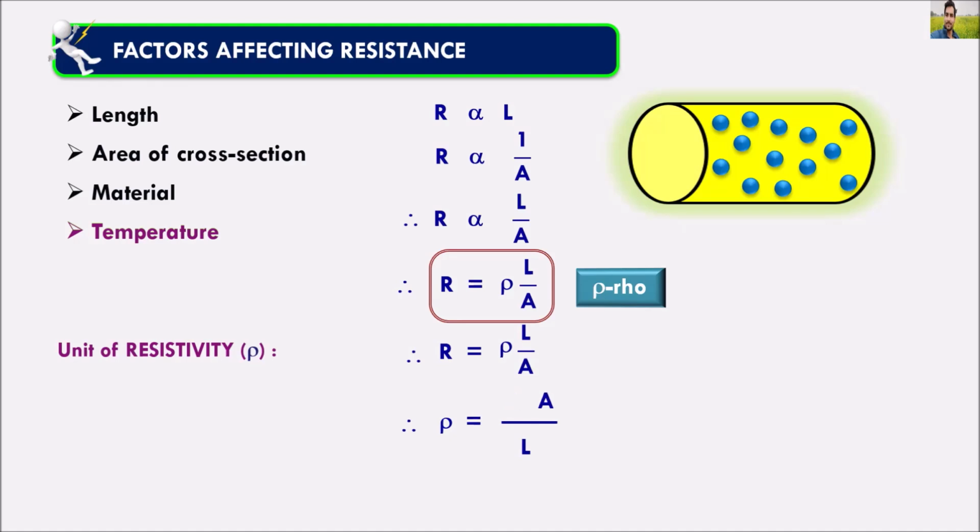Now, the unit of capital R, resistance, is ohm. The unit of area is meter square. The unit of length is meter. So meter square gets cancelled, and we get the SI unit of resistivity as ohm into meter.